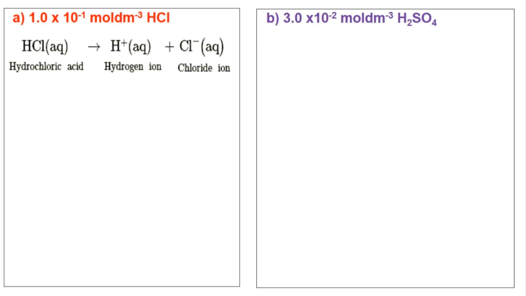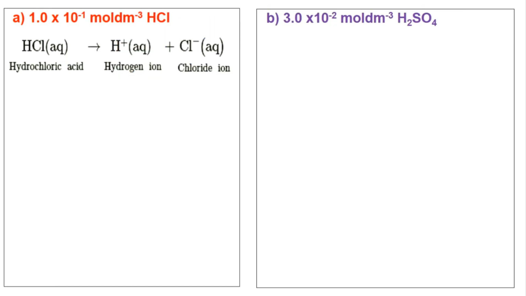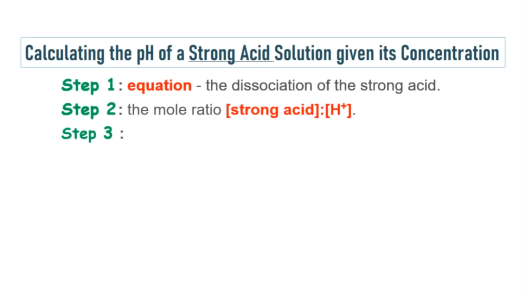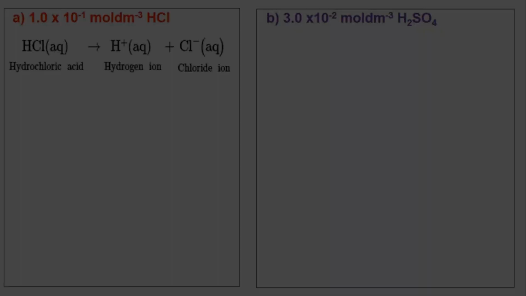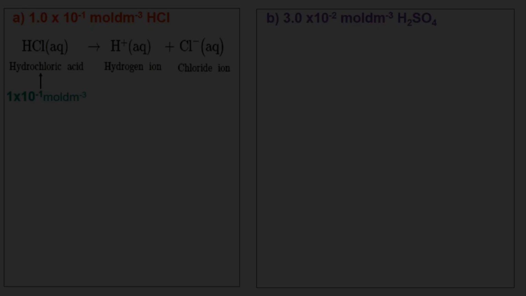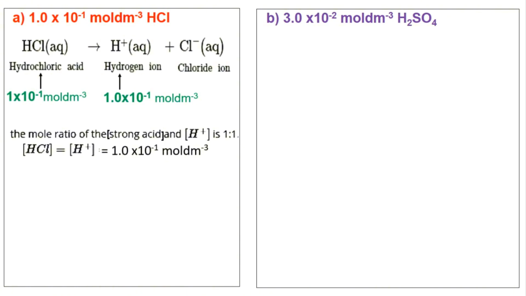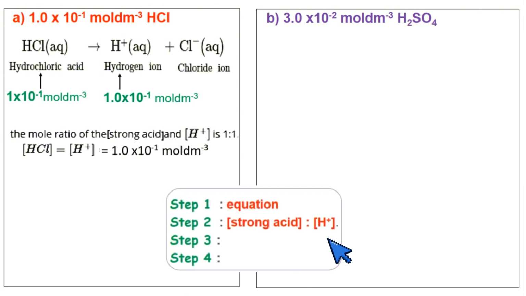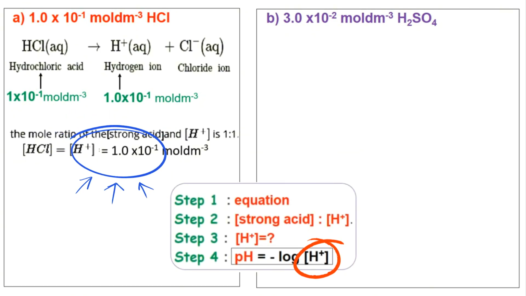Let's come back to the questions example 1a. Other than hydrochloric acid, there are some other strong acid and strong bases here. These are the steps to calculate the pH value of a strong acid. So this is the information from the questions. Next, we check on the mole ratio of the concentrations of the strong acid and the concentrations of the hydrogen ion. Lastly, the pH of the hydrochloric acid is equal to 1.